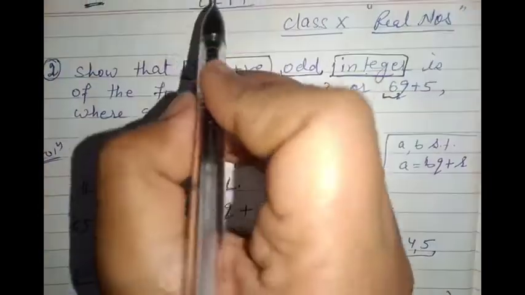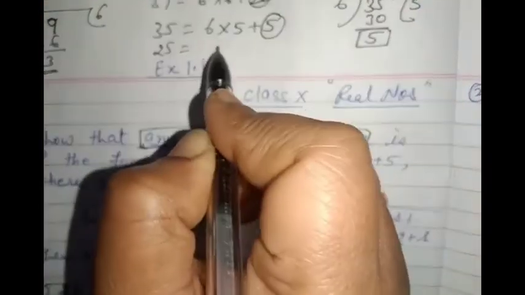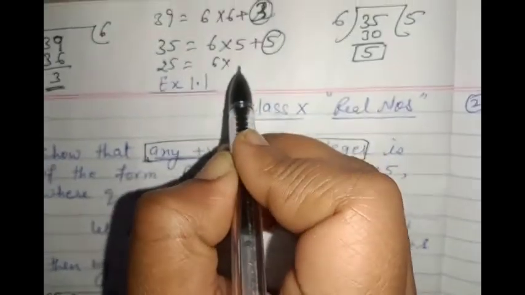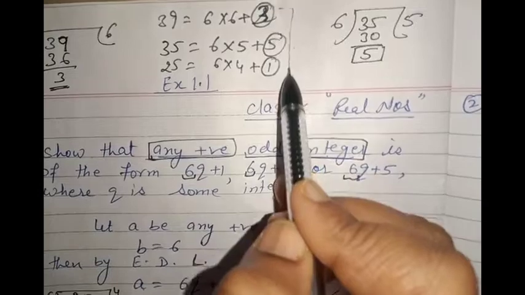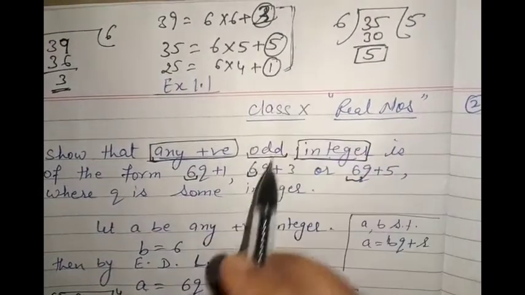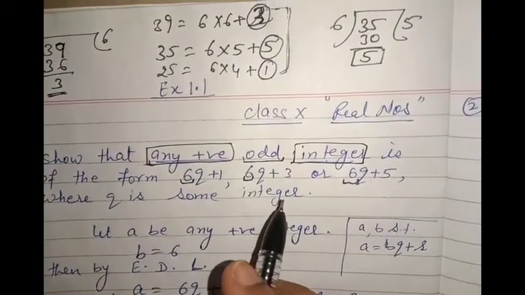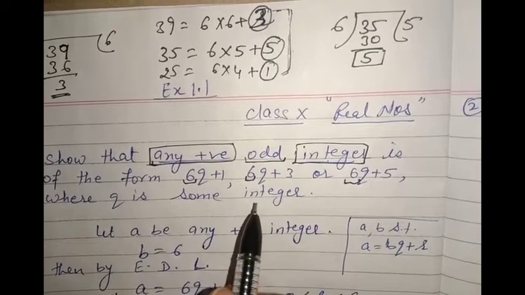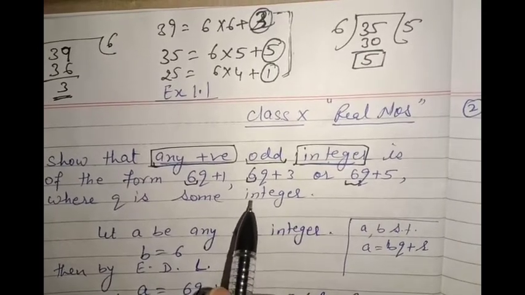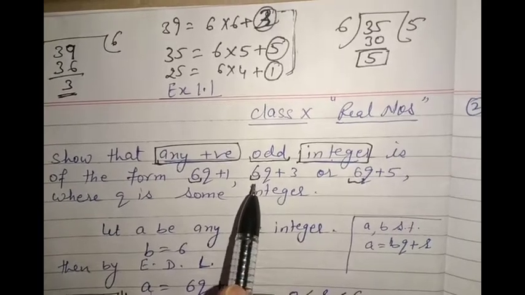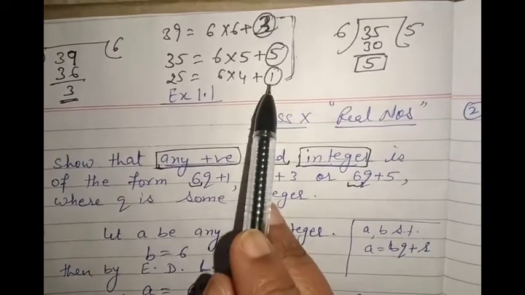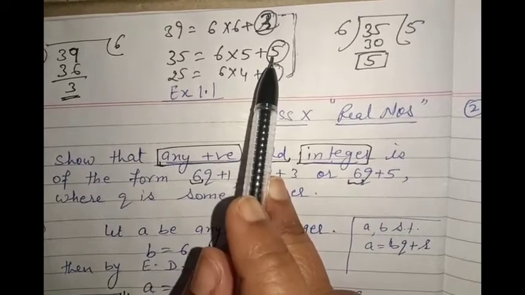Whenever you divide any odd number, you can take 103, 107, 109, any 3-digit odd number, any 4-digit odd number, any 5-digit odd number, and divide it by 6, you will always get the remainder as 1, 3 or 5.